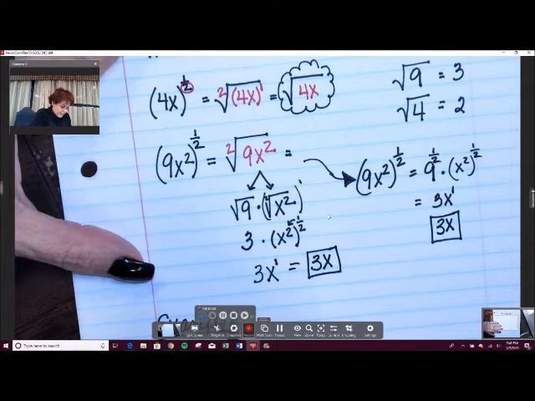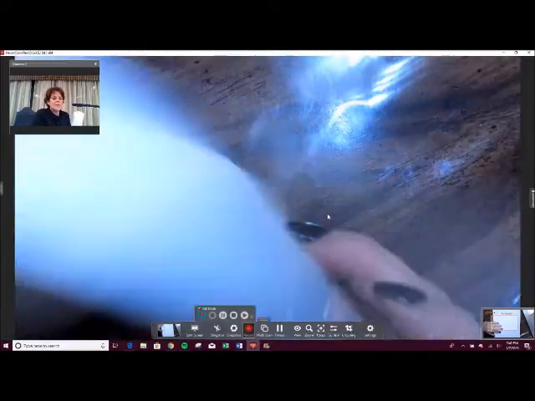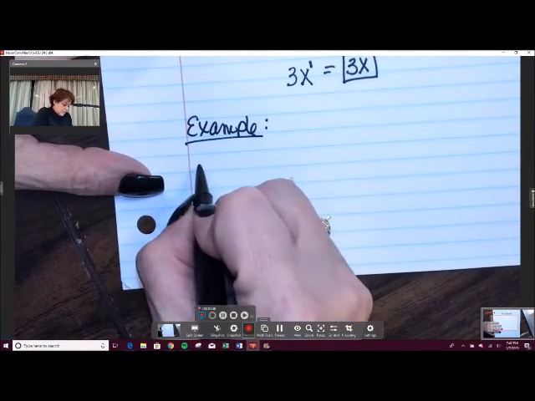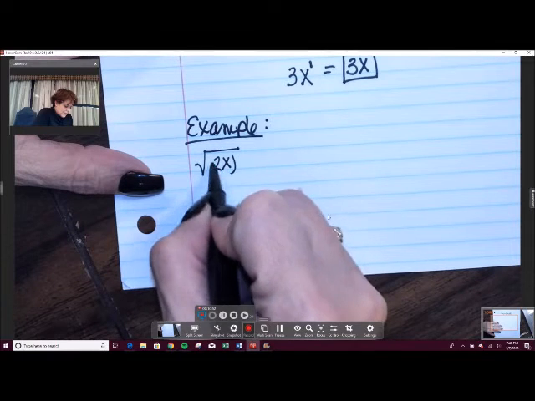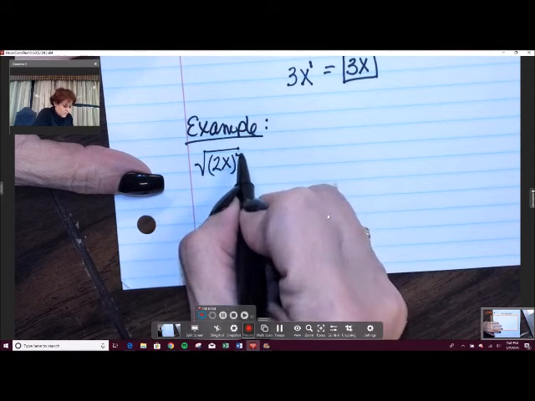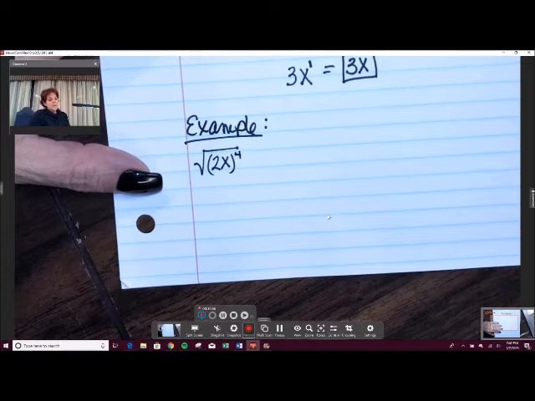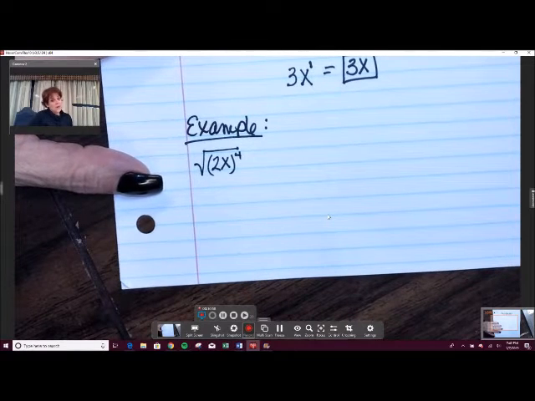You're like, wait, wasn't that an example? It was, but let's do another one. Let's do the square root of 2x to the 4th power. Okay, so what's the square root of 2x to the 4th? You're like, oh, really, Mrs. Dean? Well, let's just see.